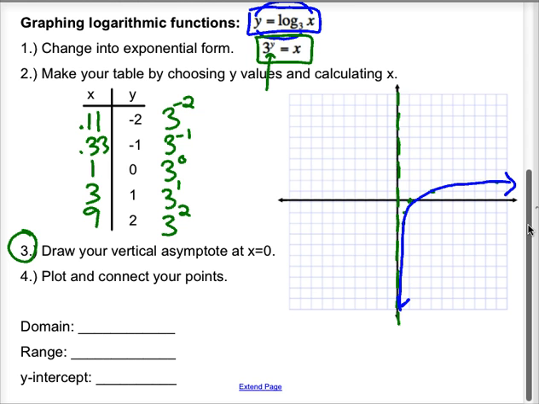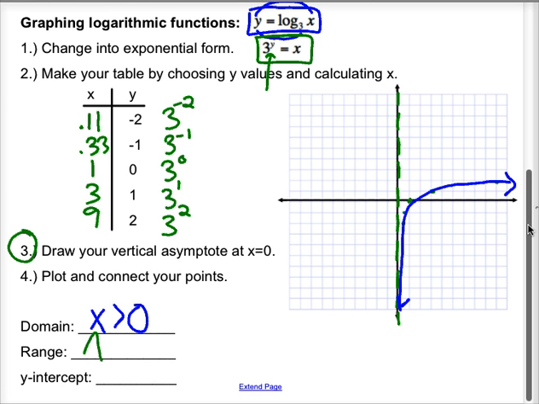So let's talk about the domain, range, and the y-intercept. So here, domain. For the domain, what x values am I using? Well, I put my vertical asymptote at 0, so I can't actually use 0, but my x's are everywhere above that 0. So I'm going to say my x's are strictly greater than 0.